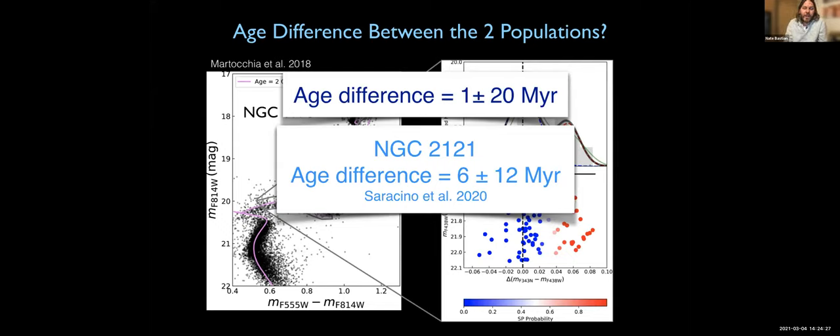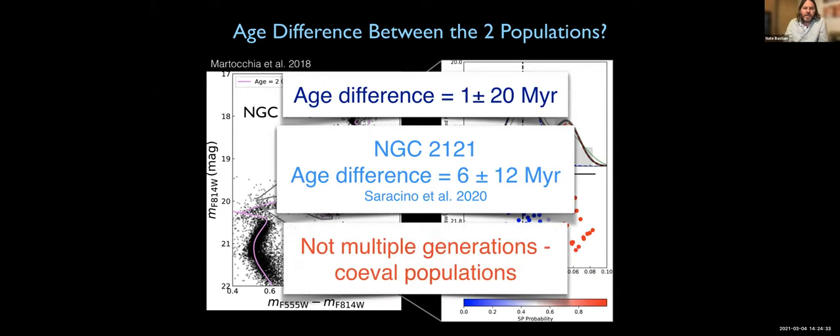But in fact, I would argue that this is largely inconsistent with most, or all, of the scenarios put forward, really. And so what we're dealing with is not multiple generations of stars within these clusters. In fact, these are coeval populations. And so we're kind of back to square one to try to explain where these things are coming from.